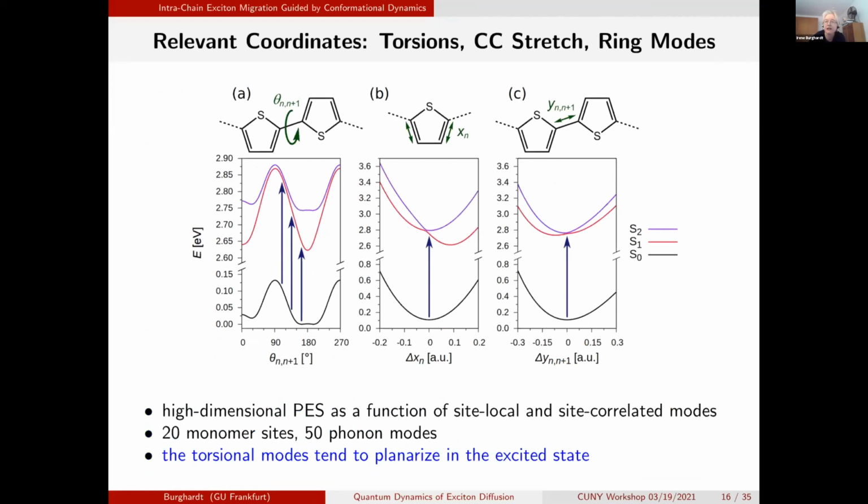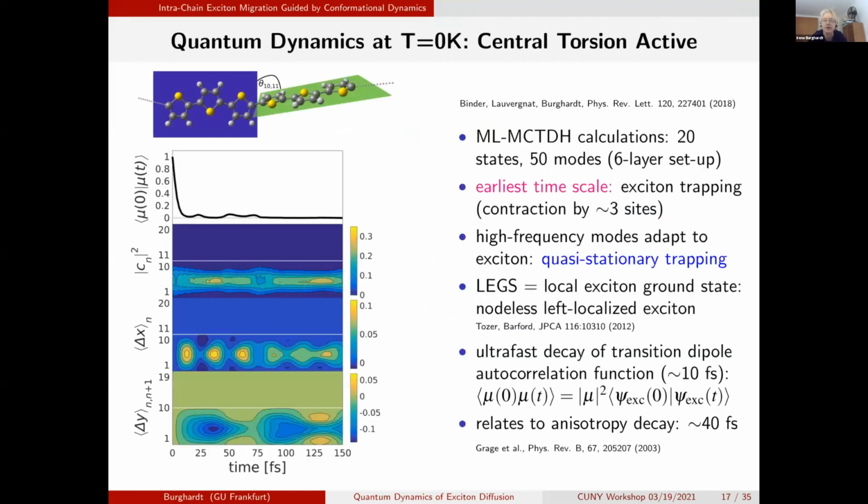Okay, and we're doing this for a chosen subset of modes: torsional modes, and various high frequency modes, like intra-monomer and inter-monomer high frequency modes. And we're constructing this high dimensional potential surface in the shape of a generalized Frenkel-Holstein Hamiltonian. For the torsions, it is very important that the excited state potential is very stiff, and the torsions are going to planarize in the excited state. So this is what we're going to see in the dynamics.